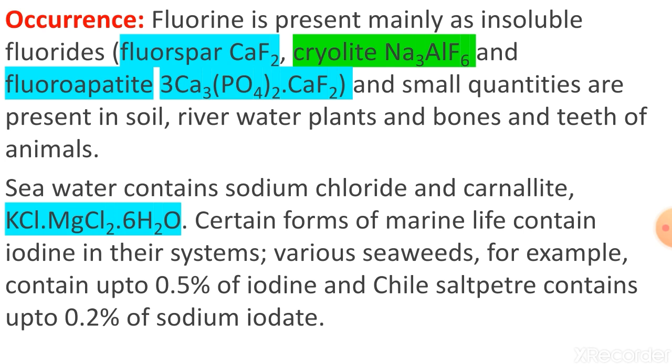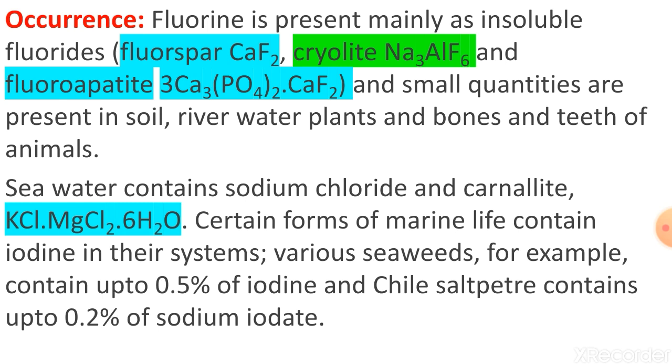Certain forms of marine life contain iodine in their system. Various weeds such as laminaria are examples of iodine sources. For example, the weeds contain up to 0.5% of iodine, and Chile saltpeter contains up to 0.2% of sodium iodide. Here Chile saltpeter means NaNO3. So these are all about the occurrence of halogens.